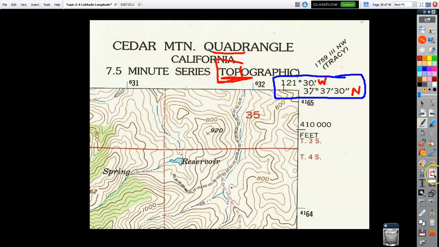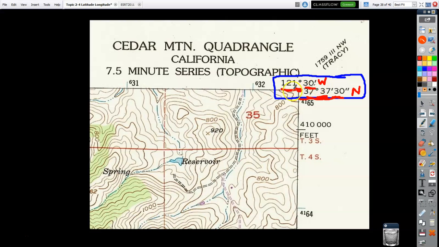But I just wanted to point out that on these maps that show mountains and elevations, they're called topographic maps, and they put the latitude and longitude coordinates in the corners here. So you can see, for example, right in this corner, the latitude is written right here. It's 37 degrees, 37 minutes and 30 seconds north, right in this corner. And then the longitude is 121 degrees and 30 minutes west.